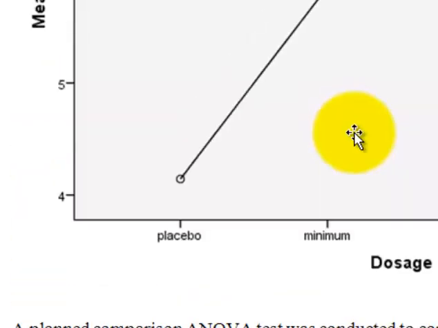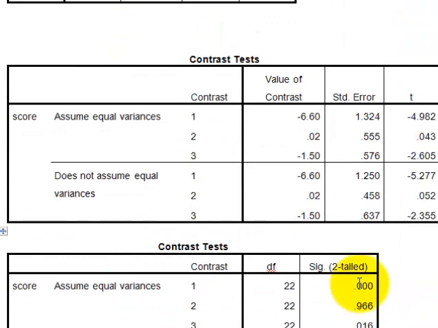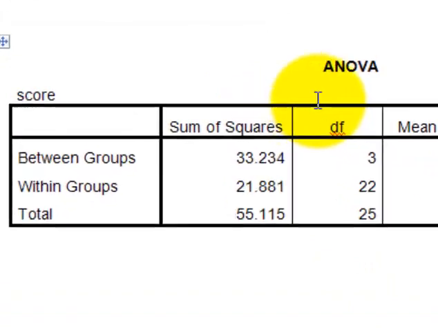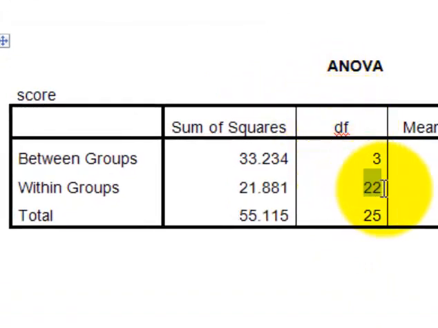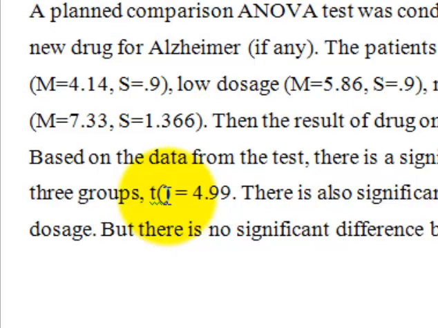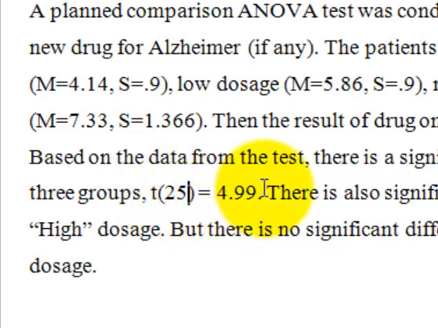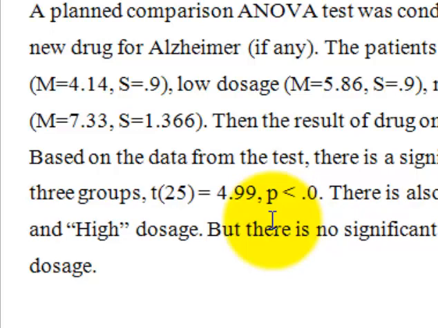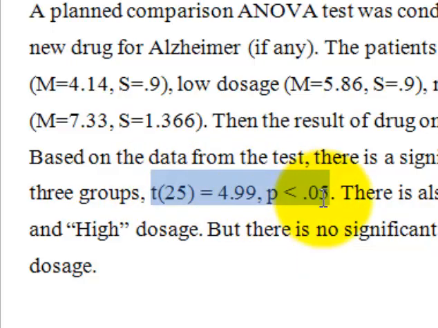So I'm going to go back up and look for the degrees of freedom. That's basically how many people were in the study. So degrees of freedom is everybody in the study minus the number of groups. We had 25 people in the study, so that's going to be our degrees of freedom. And then you have to put in the p-value is less than 0.05, because that's the standard that we're using now. See that? Wasn't that nice?